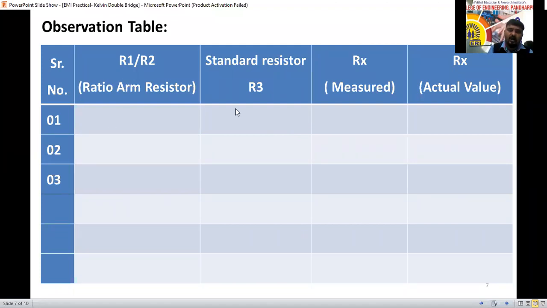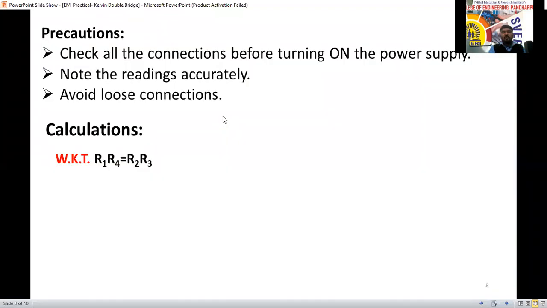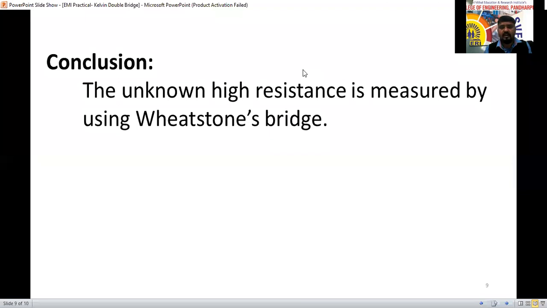So R1, R2, R3, we can consider that, and based on that you can do it. Some precautions are there, and this formula you have to use. And lastly, you have to write the conclusion. So I will start the virtual lab now.